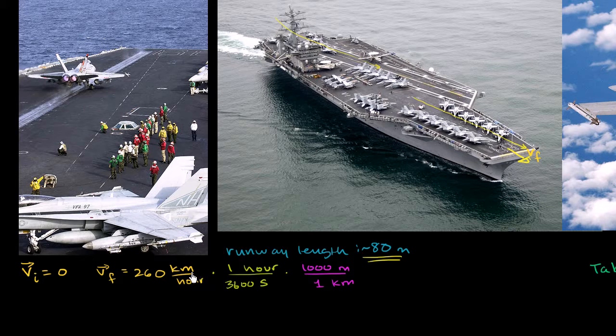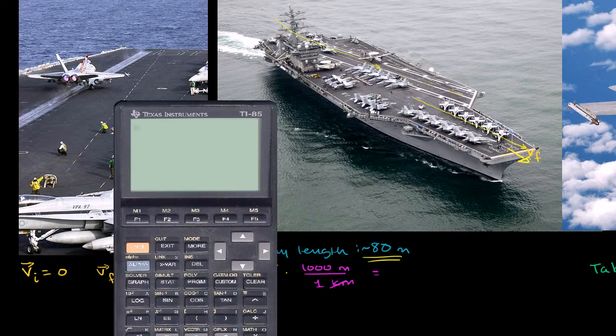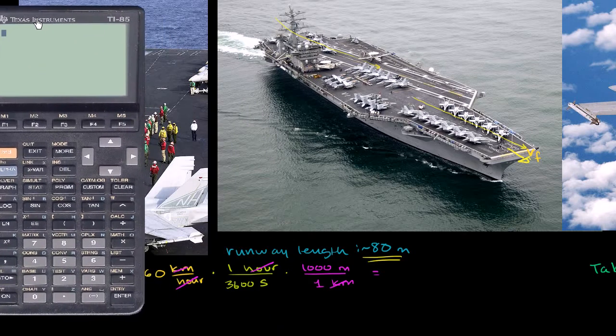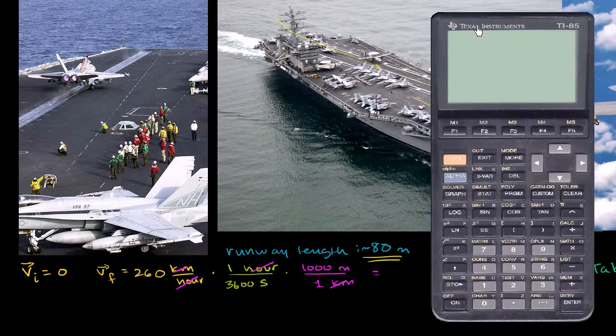If I can go a certain number of kilometers in an hour or a second, I should be able to go many more meters in that same amount of time. And that's why we're multiplying by 1,000. When you multiply these out, the hours cancel out, the kilometers cancel out, and you have 260 times 1,000 divided by 3,600 meters per second. So let me get my trusty TI-85 out and actually calculate that. I have it over here.